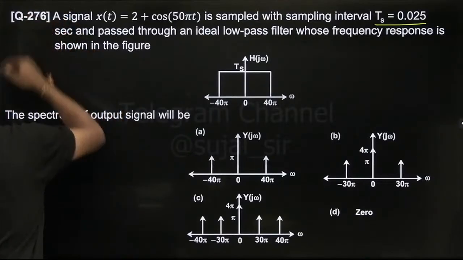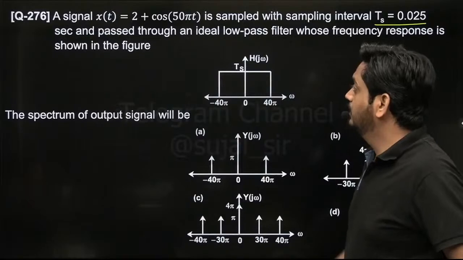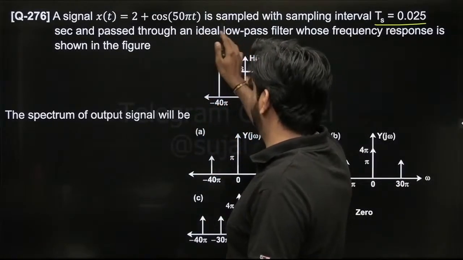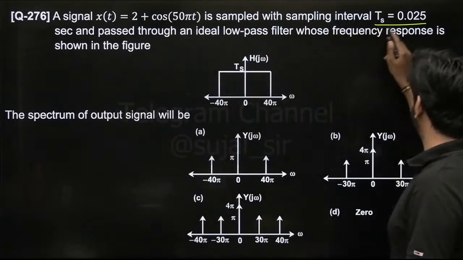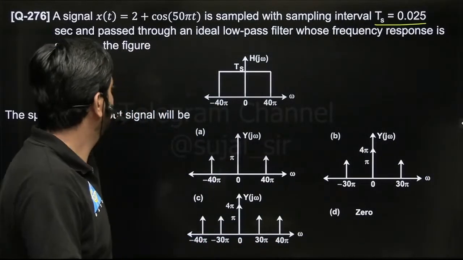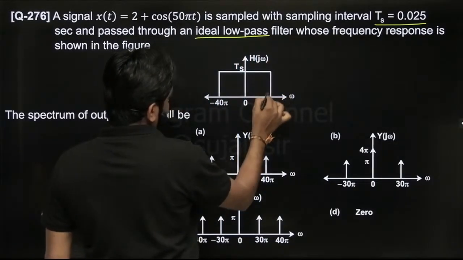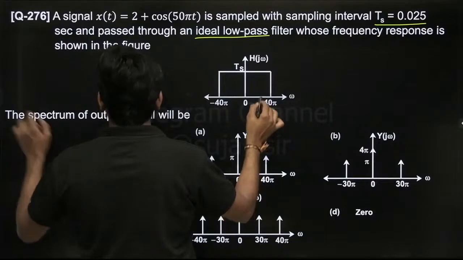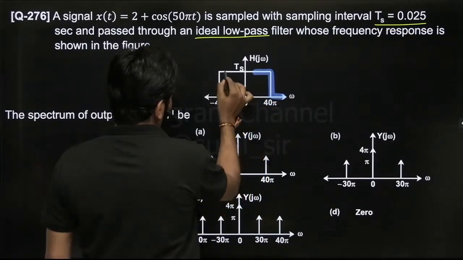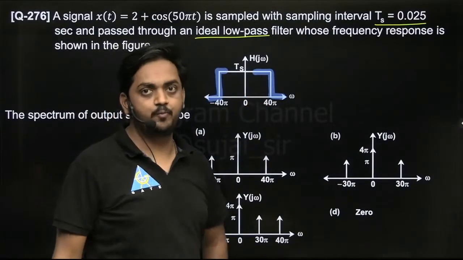Okay, now reconstruction, guys. Questions based on the reconstruction of the original signal. This is also a very important part. A signal x of t equal to 2 cos 50 pi t, same signal, but this time the sampling interval is 0.025 second and it is passed through an ideal low pass filter. An ideal low pass filter should have this type of sharp cutoff, and this sharp cutoff indicates it is an ideal low pass filter.